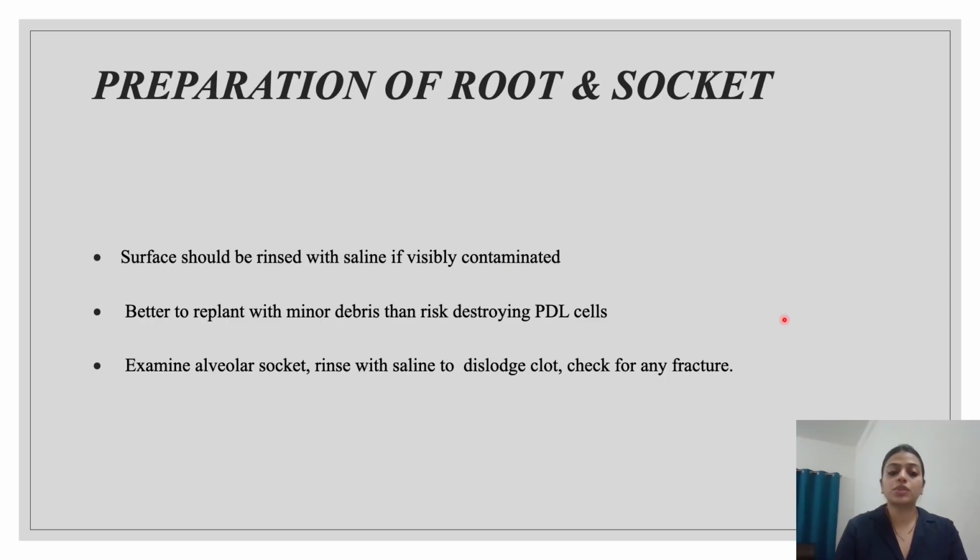So preparation of the root and socket. The surface of the root should be rinsed with saline if it is visibly contaminated. It is always better to replant with minor debris rather than completely destroying the periodontal ligament cells, because we need to preserve the PDL cells because that helps in healing. Examine the alveolar socket and then rinse with saline to dislodge any kind of clot and check for any fracture.